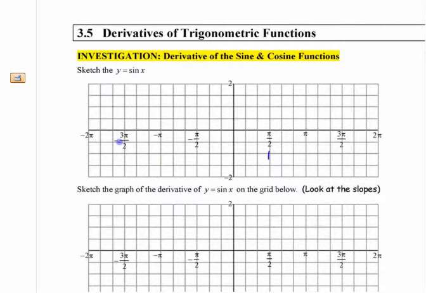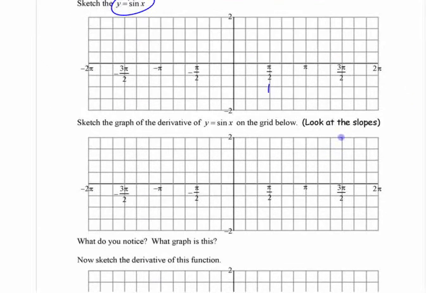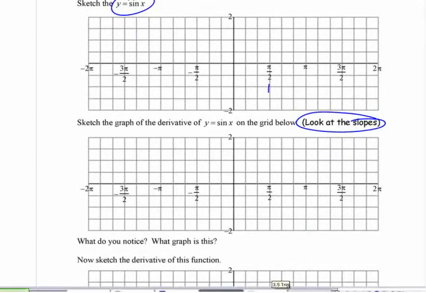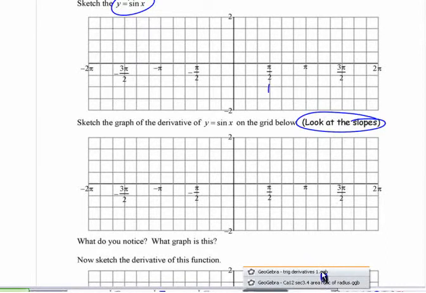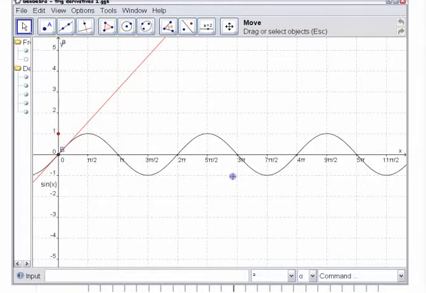If you draw the sine curve and then use that to find the derivative by looking at the slopes, I'm going to show you this. Okay, so this is the sine curve. The red line shows you the slope of that sine curve. I'll move this point along here, and it's going to trace out what the slope is.